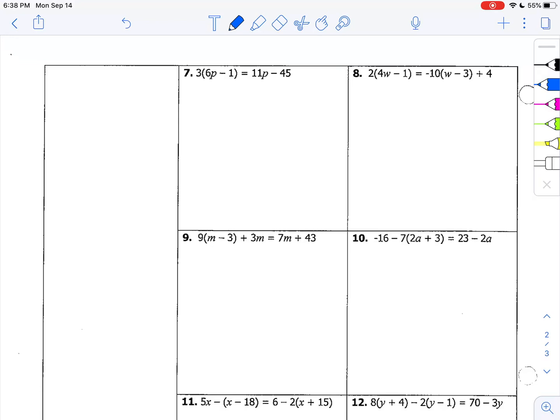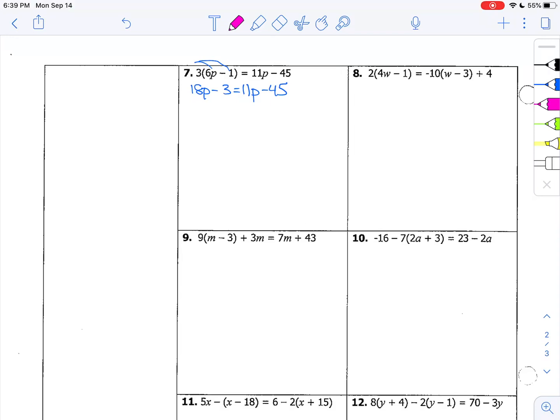If you notice, number 7 has parentheses, so we need to distribute in this case. We distribute what's directly in front of the parentheses, so 3 times 6p and 3 times negative 1, which gives us 18p minus 3 equals 11p minus 45. Be sure you are bringing down the rest of the equation as you work. Looking at the left side, we have no like terms to combine. Looking at the right side of our equation, we have no like terms to combine. So then step 3 is to move our variable to the left.